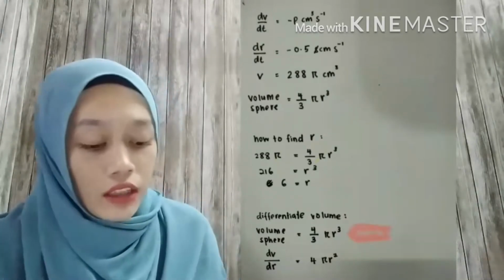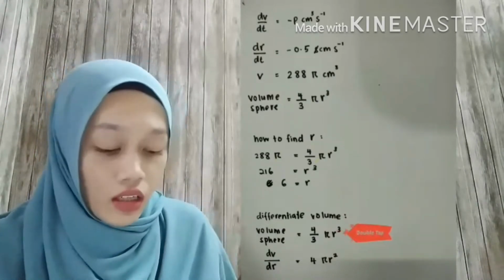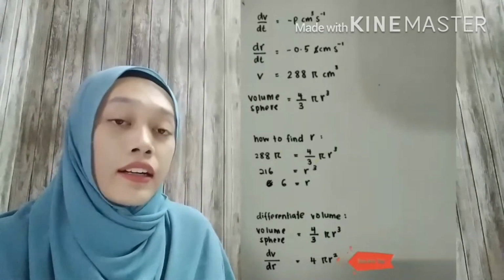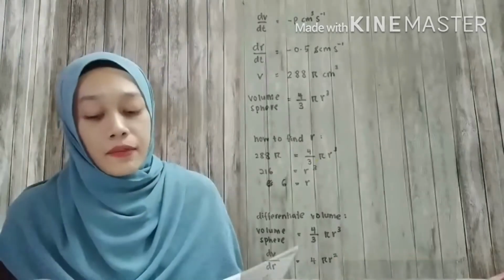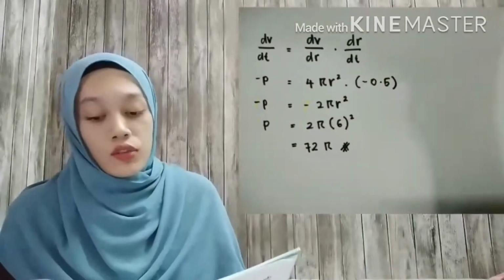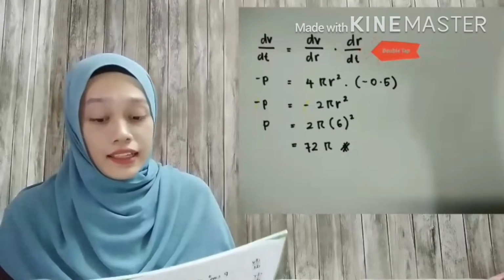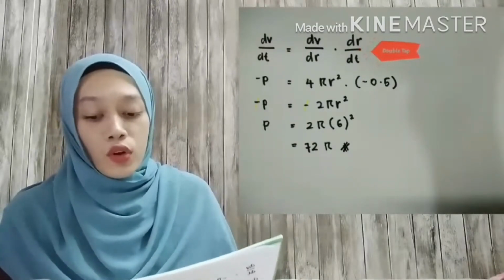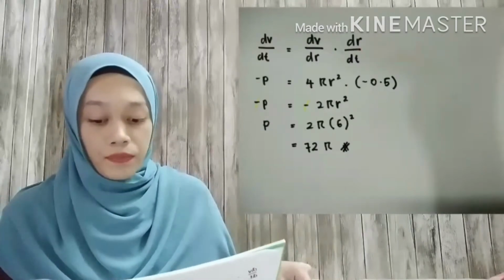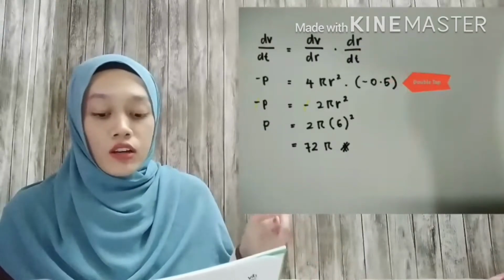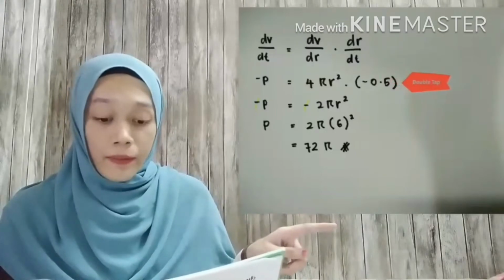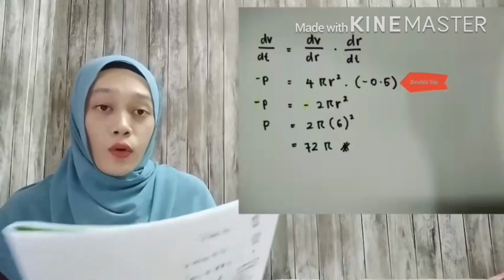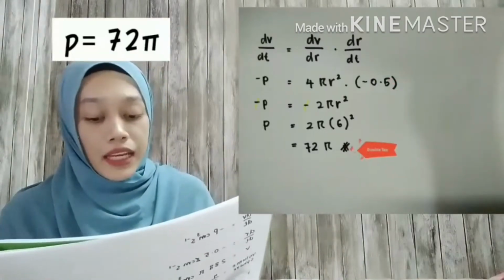After that we differentiate the volume of the sphere. So dV/dr equals 4πr². The last step, we want to find p. So we write dV/dt equals dV/dr multiplied by dr/dt. So dV/dt is negative p. So negative p equals 4πr² multiplied by negative 0.5. So we get the value of p.